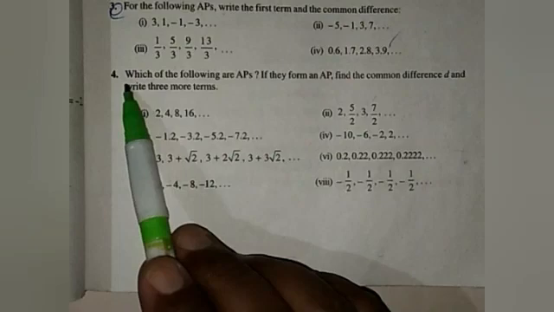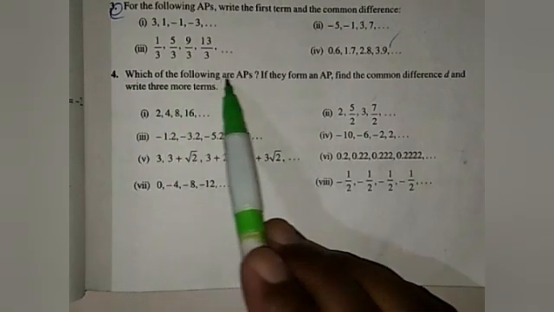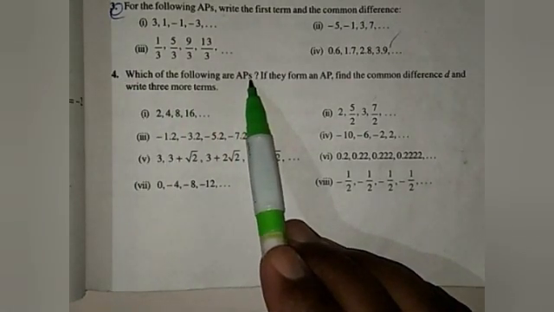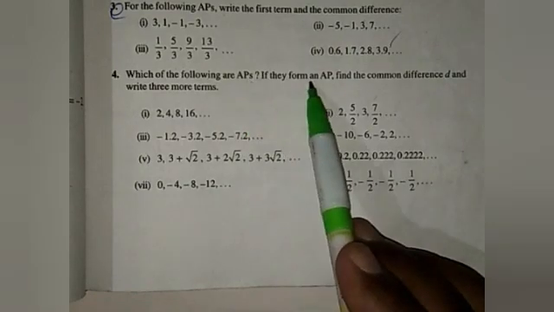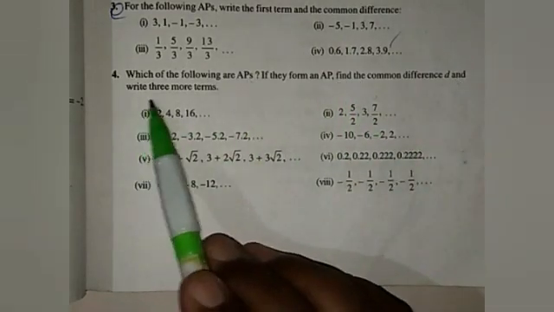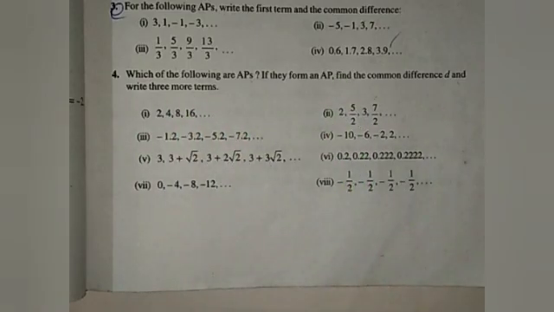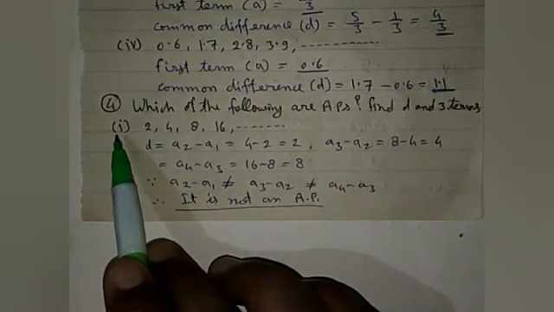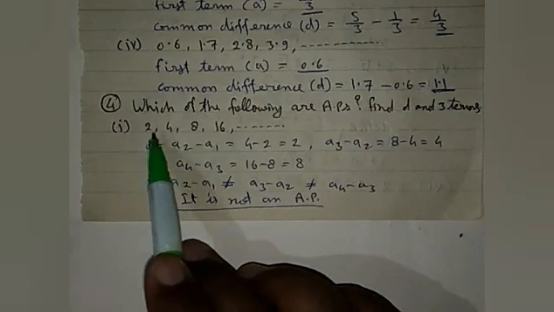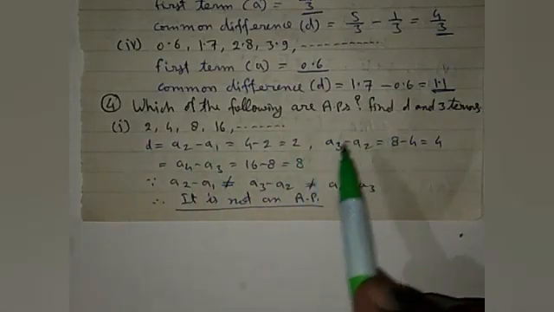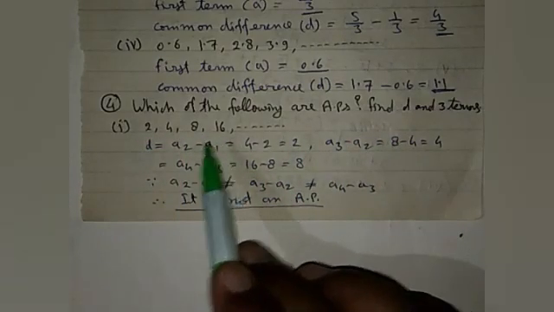Now in fourth question, you have to find which of the following are APs. Means you have to check the AP. If they form an AP, then find the common difference D and write 3 more terms. Here in first part AP is given 2, 4, 8, 16 and so on. So here you have to check the common difference.